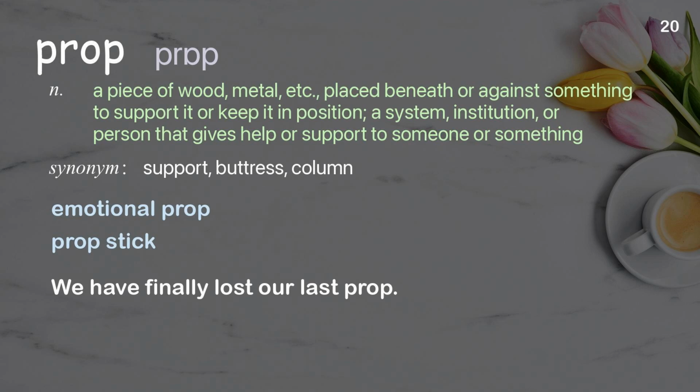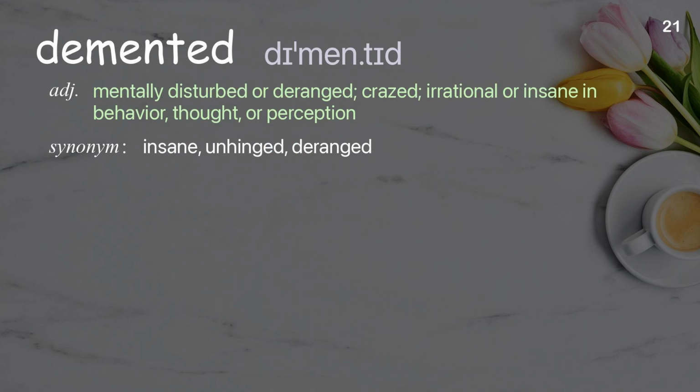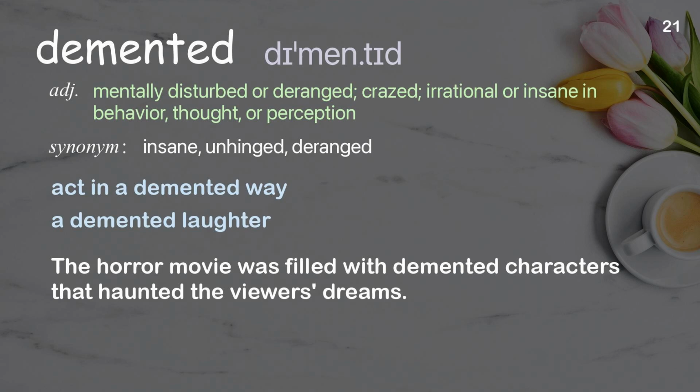Demented. Mentally disturbed or deranged, crazed, irrational or insane in behavior, thought, or perception. Examples. Act in a demented way. A demented laughter. The horror movie was filled with demented characters that haunted the viewer's dreams.